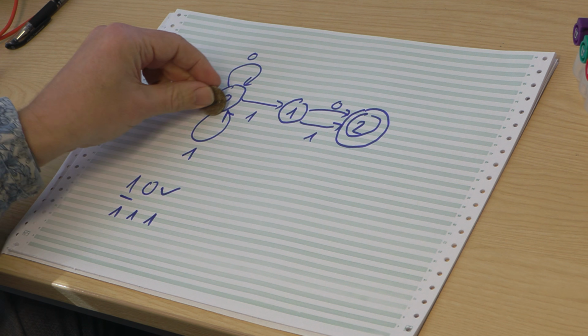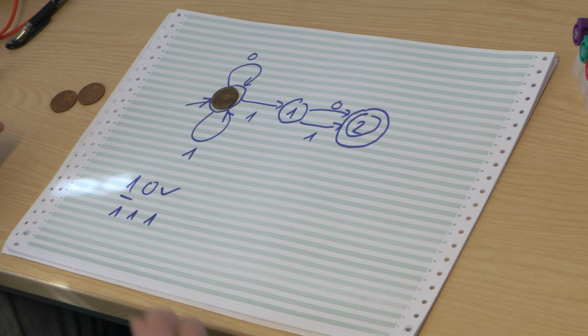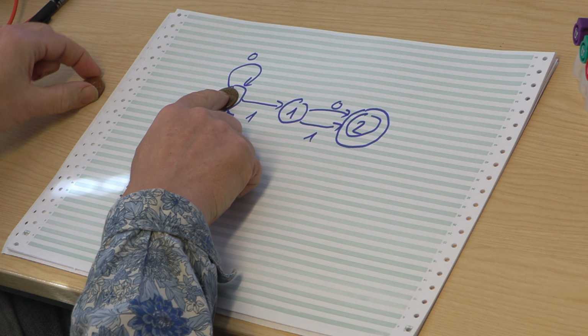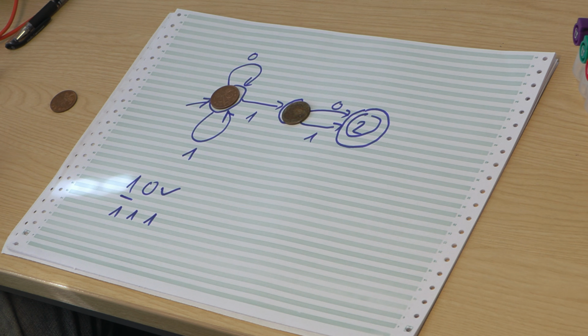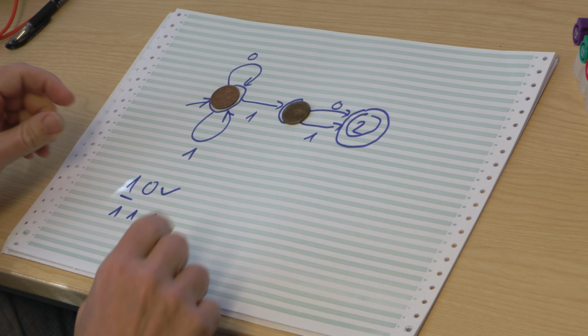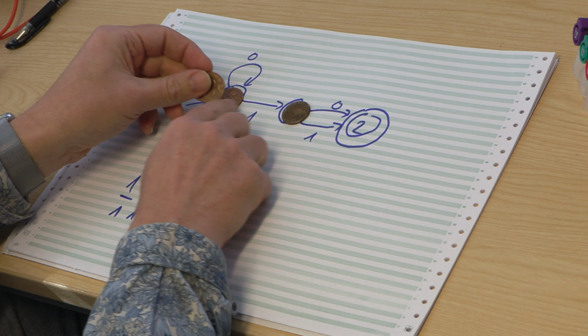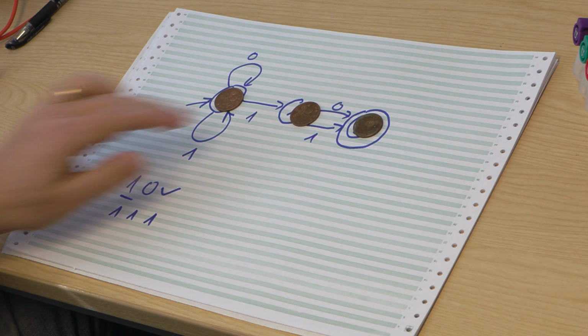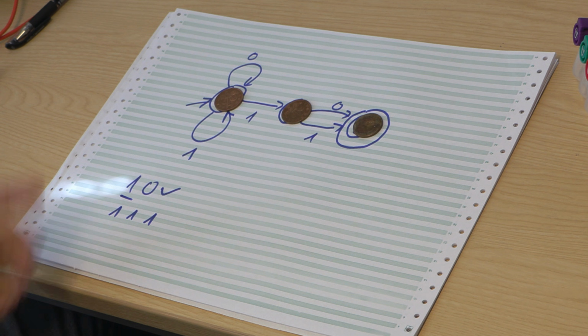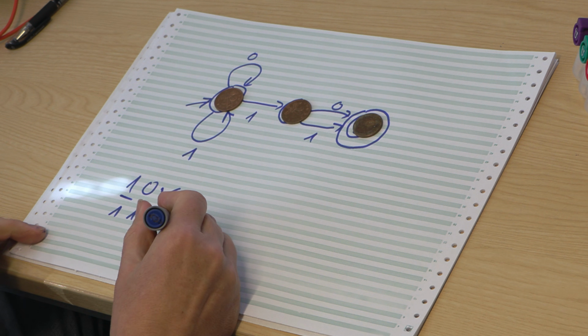Okay, let me do 1, 1, 1, which I didn't ask previously, but it just occurs to me that it's a good example. We start with this coin, then we have a 1, so we go here. And now we have another 1, so this coin stays here, this coin goes here, and this coin goes here. So we are finished, and we have a coin in the final state, so it's accepted. No surprises.